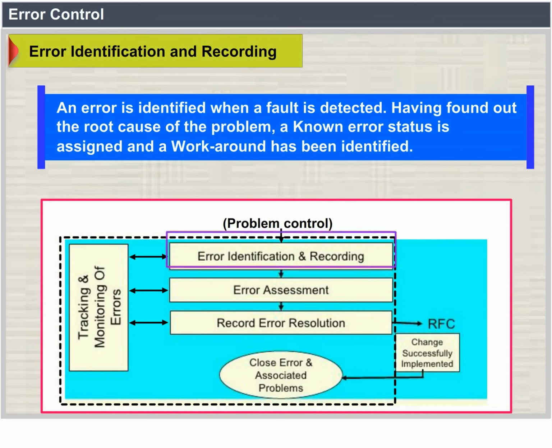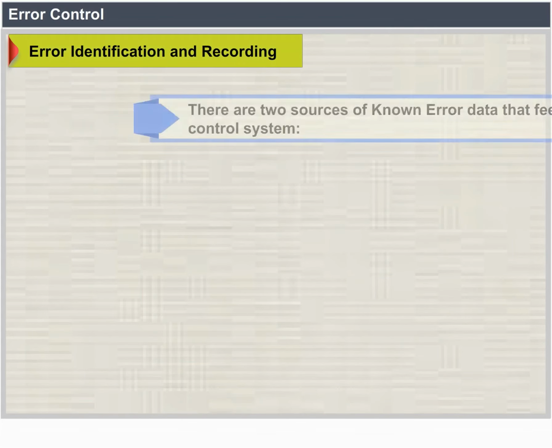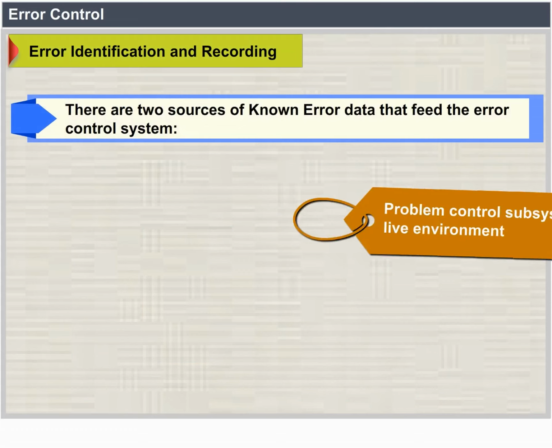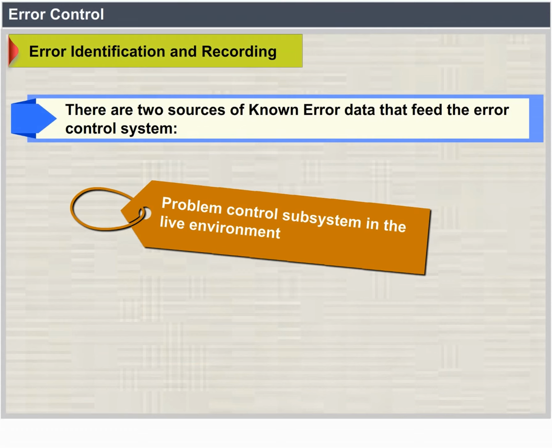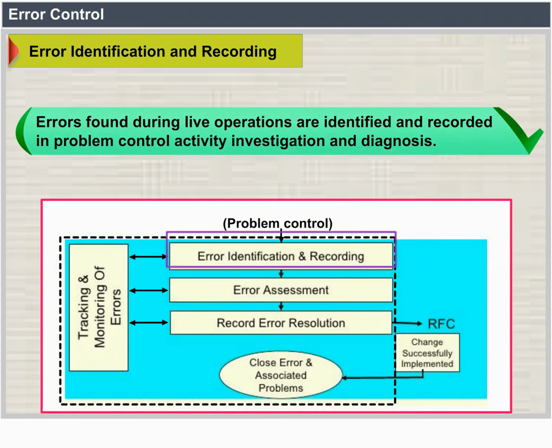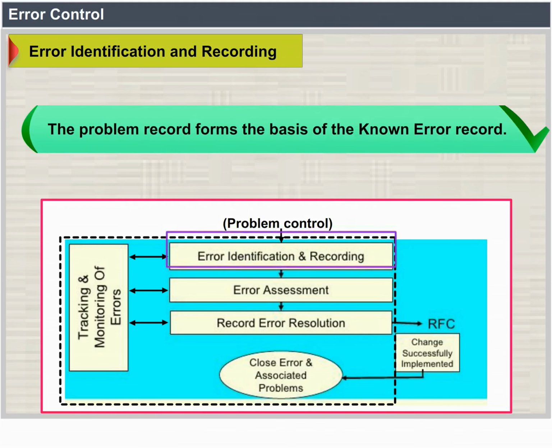A known error status is assigned when the root cause of a problem is found and a workaround has been identified. There are two sources of known error data that feed the error control system. One, the problem control subsystem in the live environment. Two, the problem control subsystem in the development environment. Errors found during live operations are identified and recorded in problem control activity, investigation and diagnosis. The problem record forms the basis of the known error record.